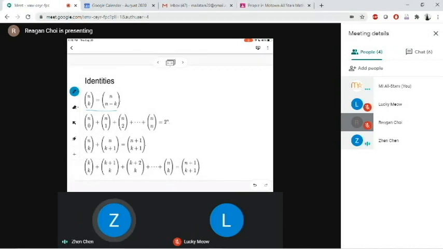Sure. So the first one is n choose k. If you have a committee of n people and you want to choose k of them, it's the same as not choosing n minus k. So out of n people, you can choose.